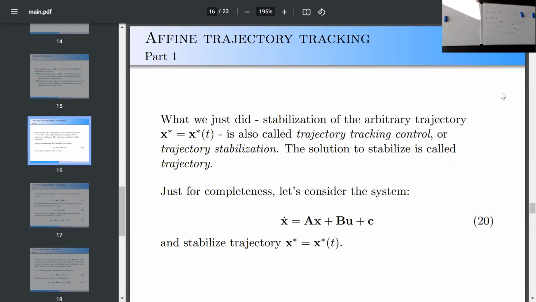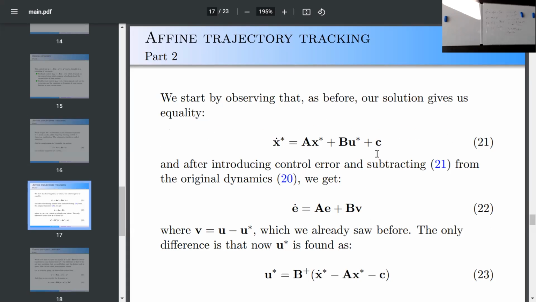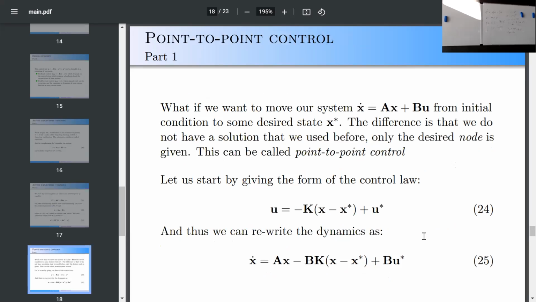The C in equation 20 is just a constant. In 21, it is the same constant because we just substituted x into 20, and hence in 23 it is the same constant. Good. Now let us tackle yet one more problem: point-to-point control.